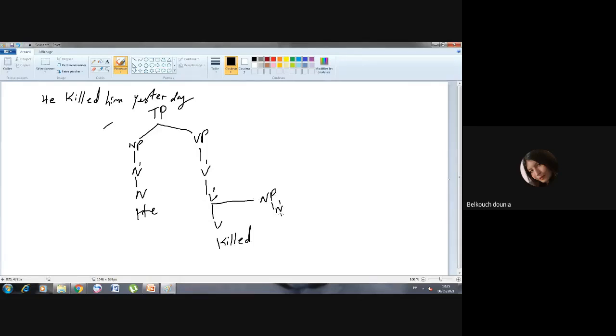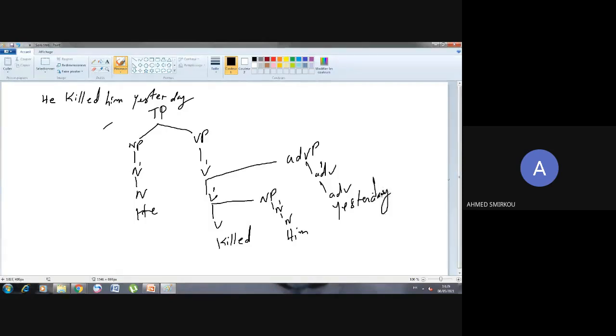We have N bar, and N, him. And from the first V bar, we have adverb phrase, adverb bar, yesterday. Yes, very good. So this is a good way, as I told you last time. You go directly to the head, V bar, V bar, V head. Then you count how many adjuncts you have. Is it clear? Any question?